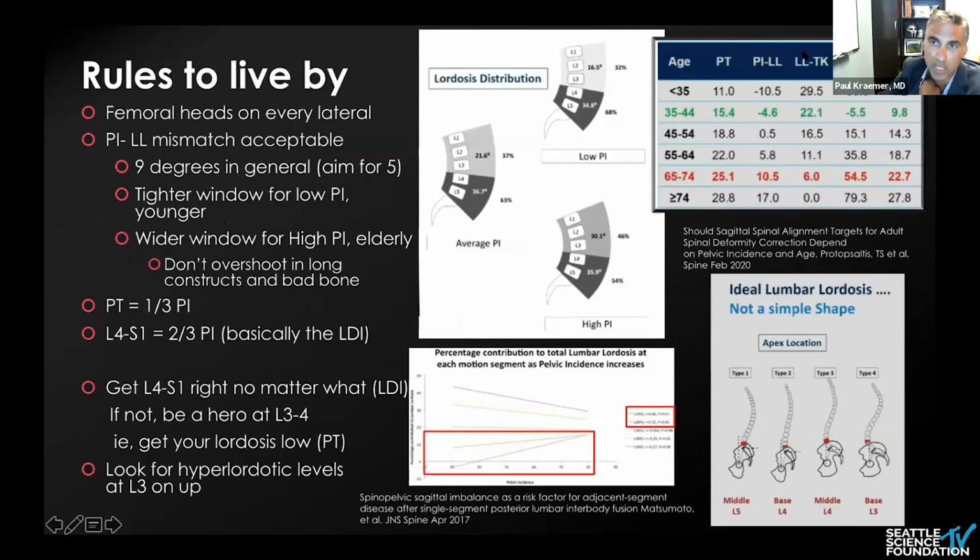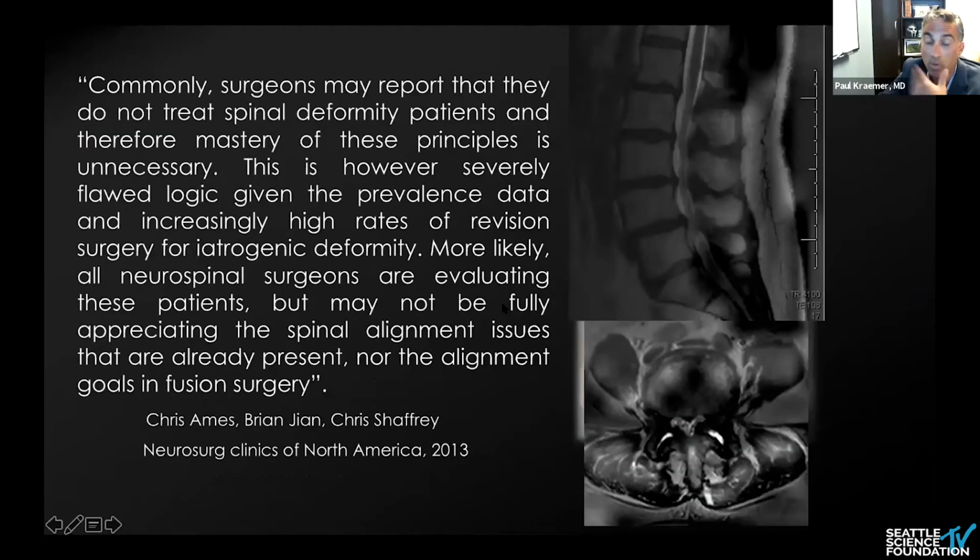This is the age matching table that everybody should be able to refer back to. This is a quote that's actually kind of old now. It's from Shaffrey, Ames, and Bryan John, and it's a slightly more eloquent way of what I think Izzy was saying the other day: everybody's a deformity surgeon. You're either creating deformity or fixing deformity.